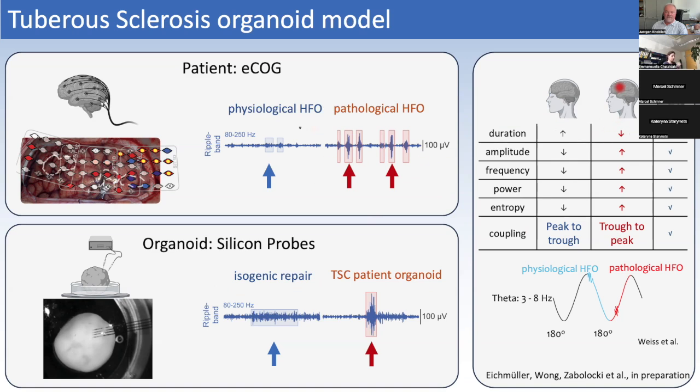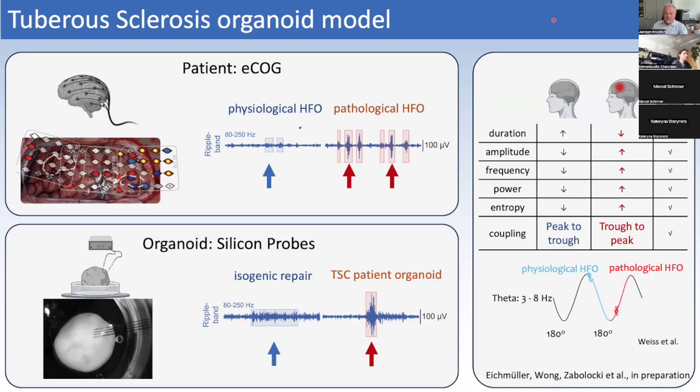vivo: the duration is shorter, the amplitude is higher, the frequency higher, power higher, entropy higher, and there's a certain coupling between these high frequency oscillations and low frequency oscillations. And each and every one of these features can be recapitulated in an organoid. So I'm showing you this because this describes really the limit of where organoids stand at the moment.